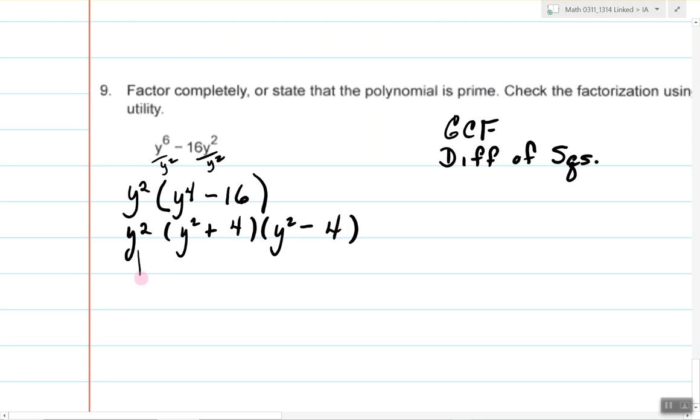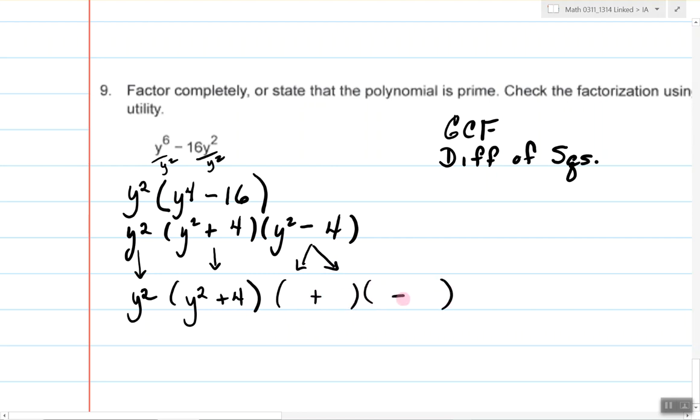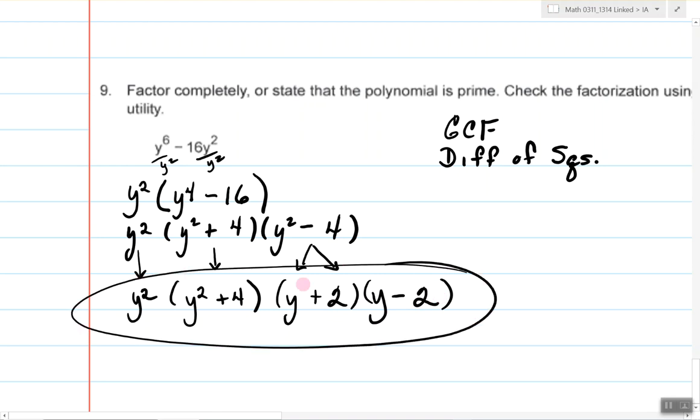So I'm going to keep y squared. I'm going to keep y squared plus 4 because it is the sum of squares. But I'm going to factor this, because it's the difference, into the sum and the difference of the square roots, which means the square root of y squared is y, the square root of 4 is 2. You must have all of that written down to get this correct. And let me add that we did difference of squares a second time.